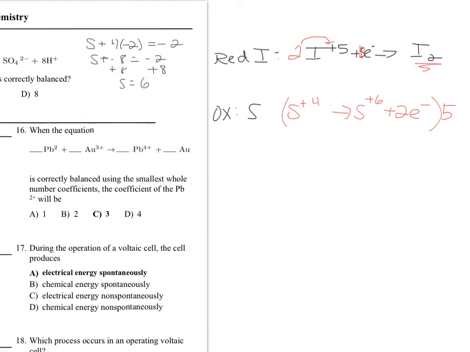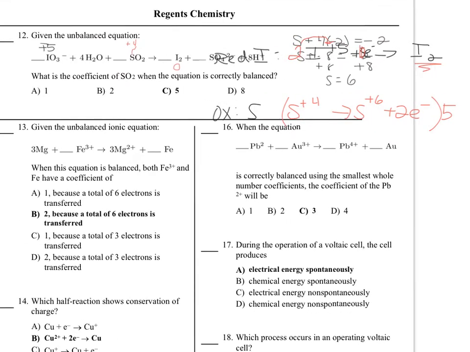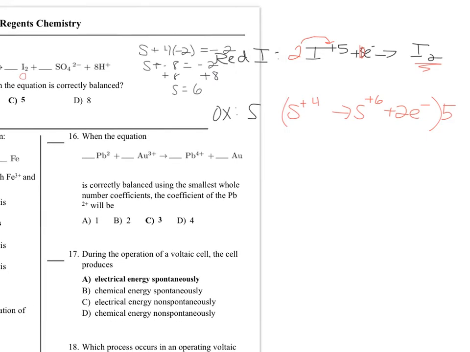And so now I take a look back at my question. It says, what's the coefficient of the SO2? Well, I can see what the coefficient is going to be. When I distribute this 5 to everything in the S half reaction, it's going to go to everything with an S, which happens to be this guy. Plop a 5 over there, and that's going to be my answer.